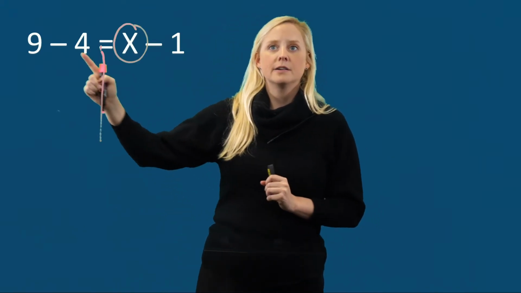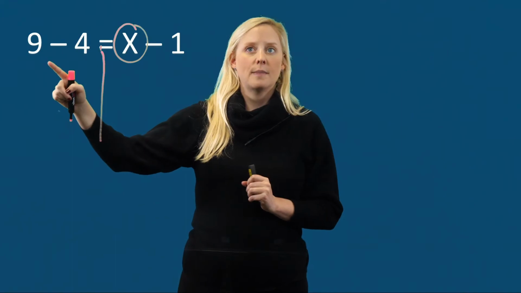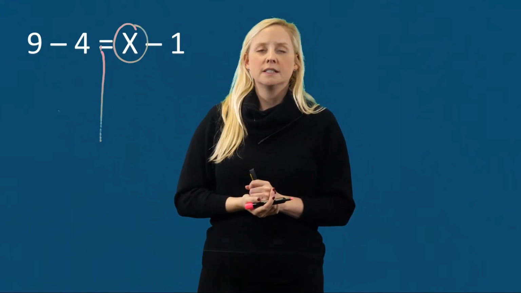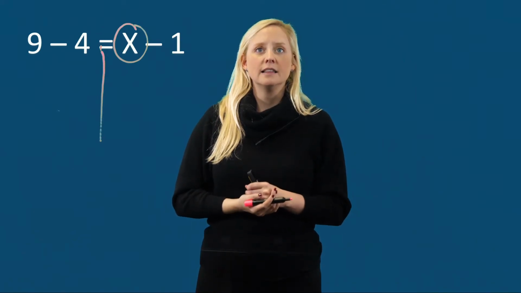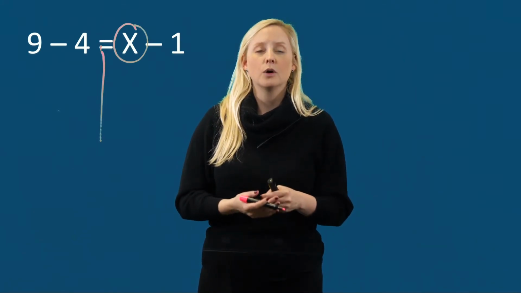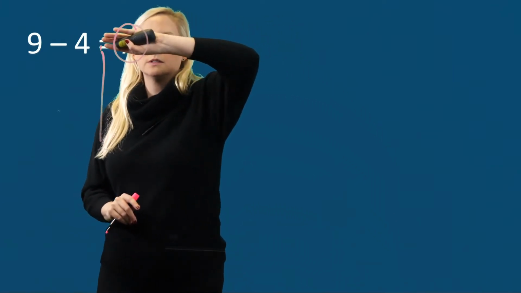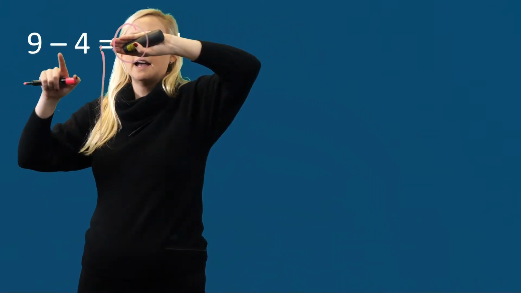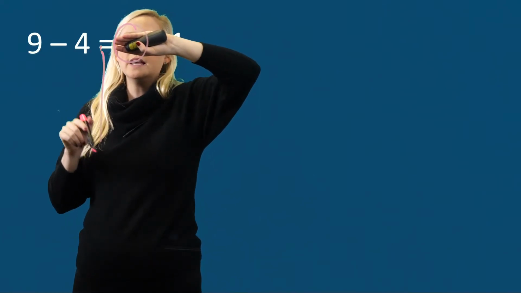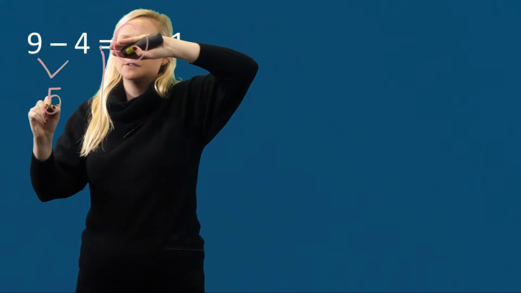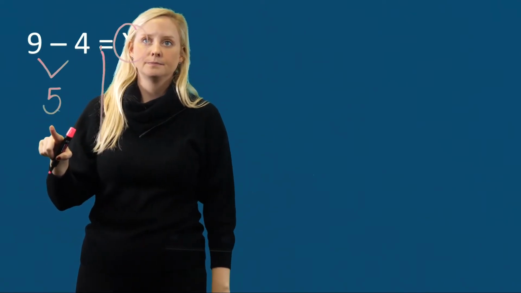Whenever we have operator symbols on both sides, we have a minus sign over here and a minus sign over here, we teach students to take a look and see if there's anything that they can add or subtract before we isolate the x. So first, let's cover up the right side of the equal sign. Here we see 9 minus 4. We know we can go ahead and subtract. 9 minus 4 is the same as 5, so I'm going to do that.